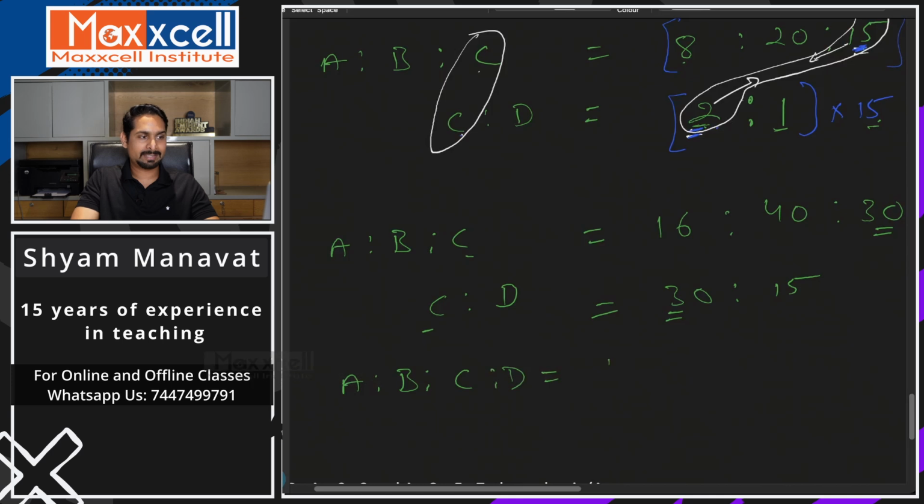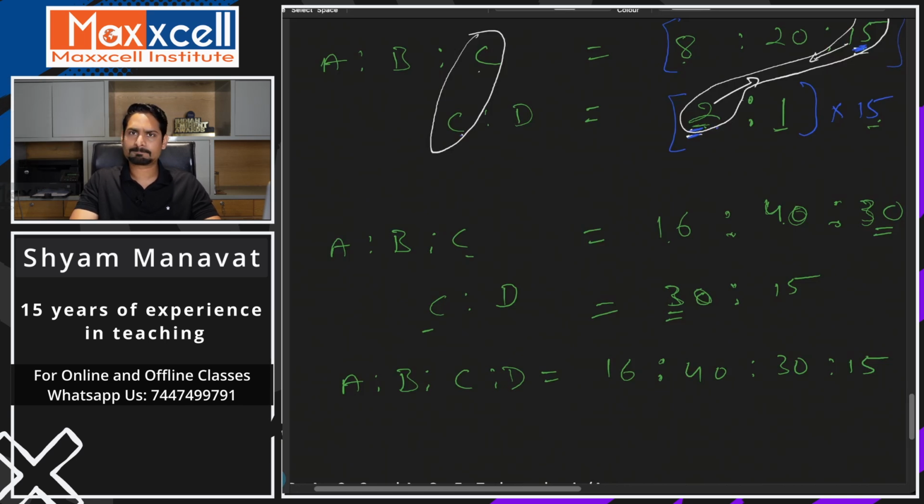So when A is 16, how will we read it? How do we read this in ratio? When A is 16, then B is 40. When B is 40, then C is 30. When C is 30, then D is 15. That's how we read it. Okay. So A, B, C, D is this.